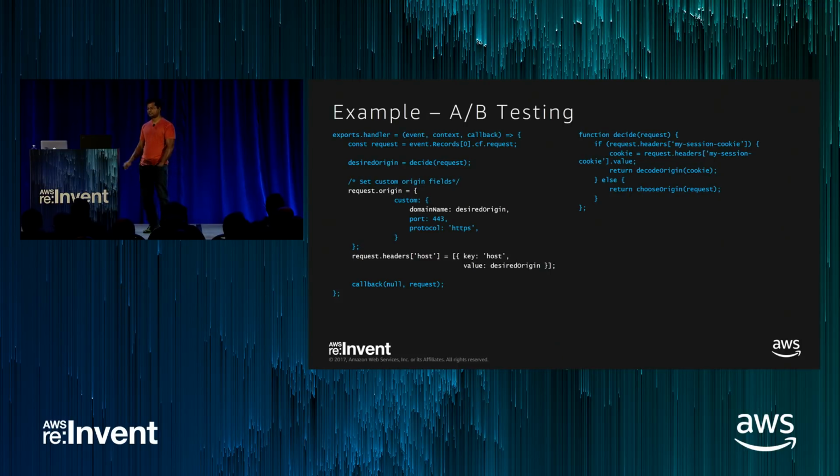So in this case, what we have here on the right is the decide logic, which is pretty straightforward. It looks for the presence of the cookie. If it's there, it uses it. If it's not there, it decides on a new origin.